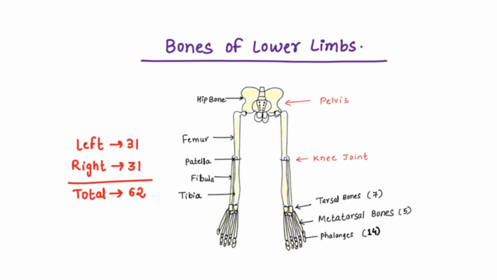Now we will move towards the bones of lower limbs. There are total 62 bones of lower limbs. We'll see names of it. Hip bone, femur, patella, fibula, tibia, 7 tarsal bones, 5 metatarsal bones and 14 phalanges. I'll repeat again. Hip bone, femur, patella, fibula, tibia, 7 tarsal bones, 5 metatarsal bones and 14 phalanges.